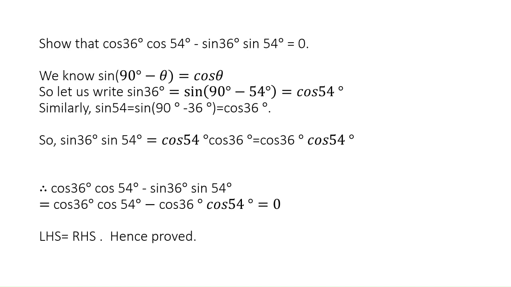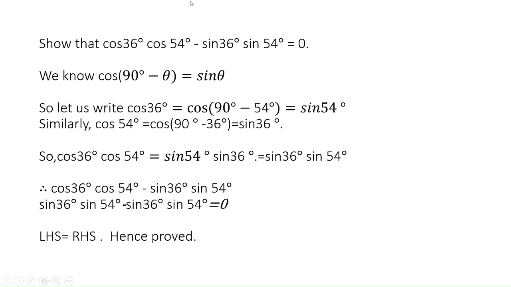Let us do that. Here also we are using simple trigonometric identities. What are they? Cos(90 minus theta) is equal to sin theta. Now we are converting cos 36. How can we write cos 36? Cos 36 can be written as cos(90 minus 54). Cos(90 minus theta) is nothing but sin theta, so cos(90 minus 54) becomes sin 54. That means cos 36 is equal to sin 54.